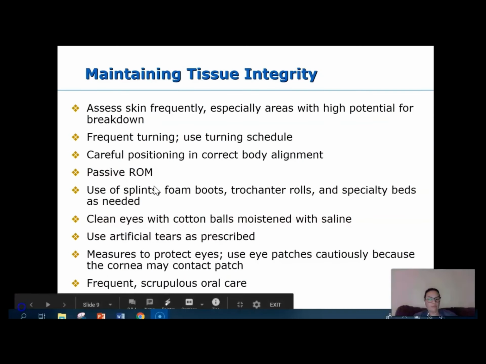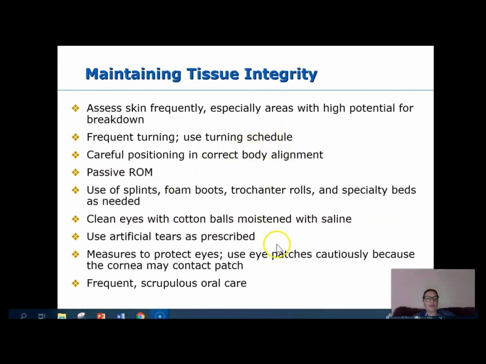So tissue integrity. Areas of high potential breakdown, as I was saying earlier, just like bony prominences, elbows, ankle bones, wrists, and for some people who are very thin, their spine. So careful positioning, making sure people are not scrunched up in the bed, or half on their back, half here. Make sure the patient is aligned. Range of motion is huge here. Use of splints, foam boots, trochanter rolls, all these things will support and help promote the body to keep its movement level in hopes that this patient will heal.